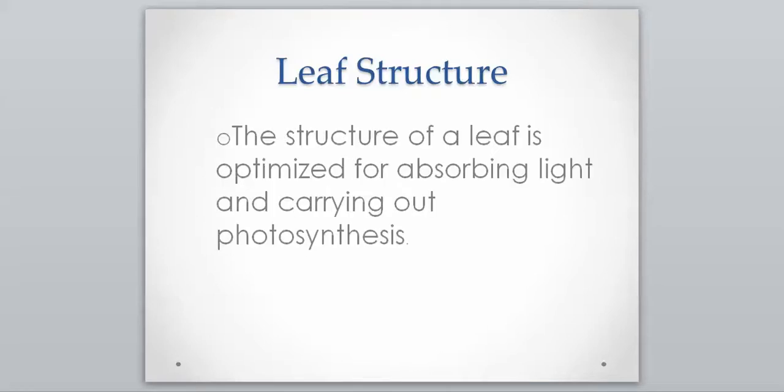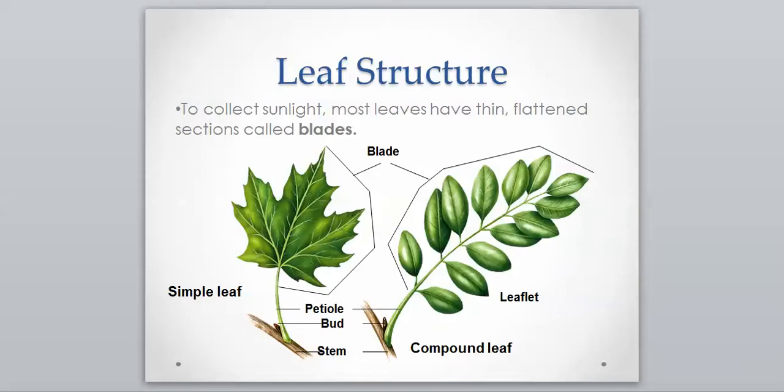And they first start by saying that the structure of a leaf is optimized for absorbing light and carrying out photosynthesis. Again, this is review. So now we're going to look at some of the structures within the leaf that help it do that. Our first one is called blades. To collect sunlight, most leaves have thin, flattened sections called blades.